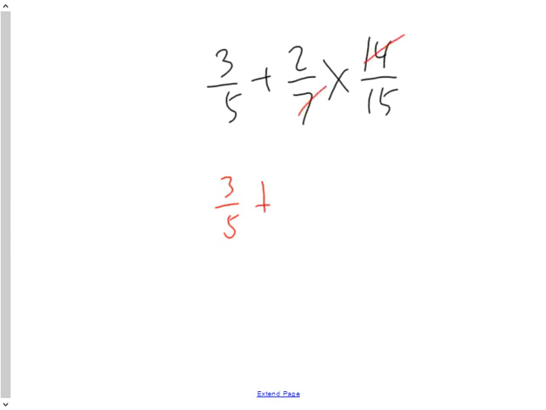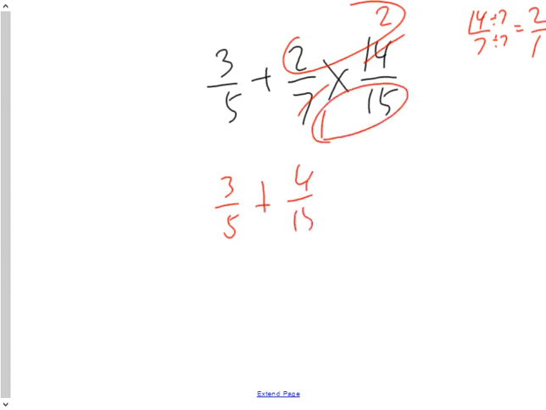14 over 7 would reduce down to 2 over 1. 14 over 7 is the same thing as 2 over 1. So that's going to be a 2, and that's going to be a 1. When I multiply my numerators now, 2 times 2 will be 4. 1 times 15 will be 15. I get this statement. So the next line in my question will be 3/5 plus 4/15.